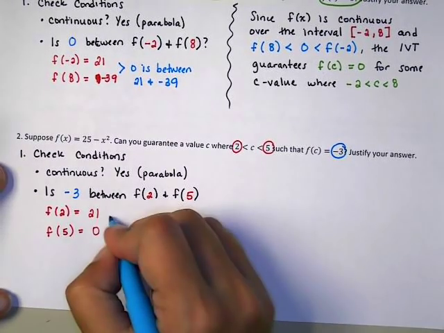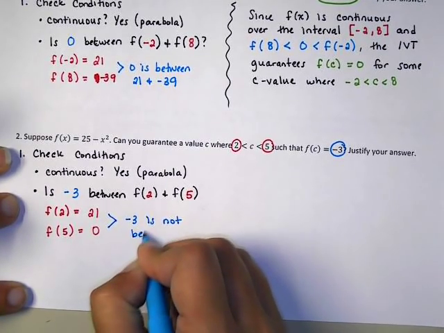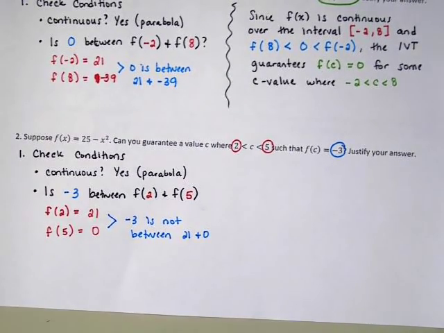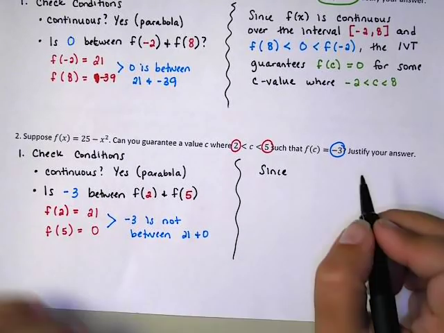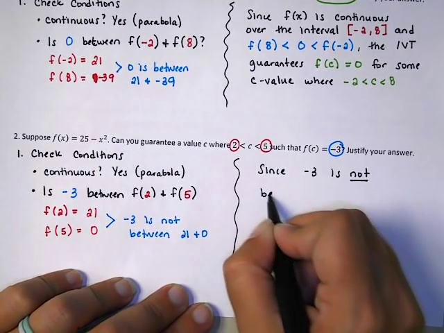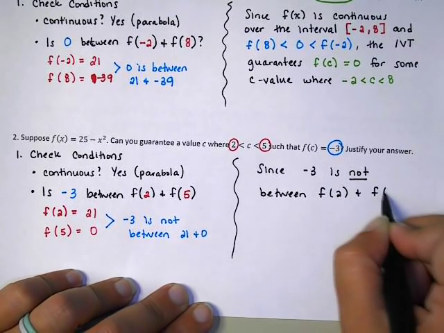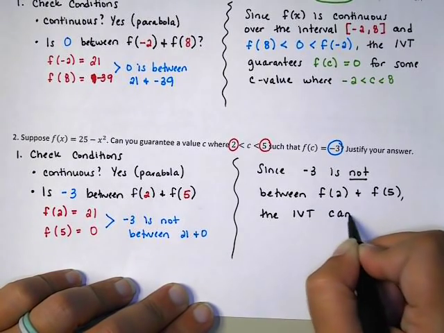Now, -3 is not between 21 and 0. So this is an example of where after we check the conditions, we realize we have not satisfied both conditions. So here's what we would say. Since -3 is not between f of 2 and f of 5, the IVT cannot be applied.